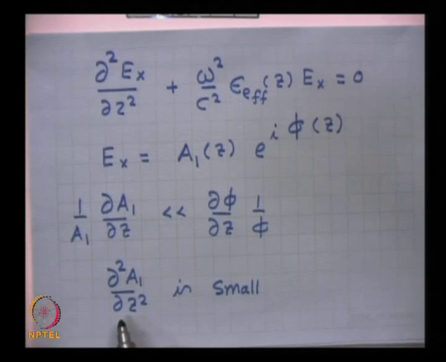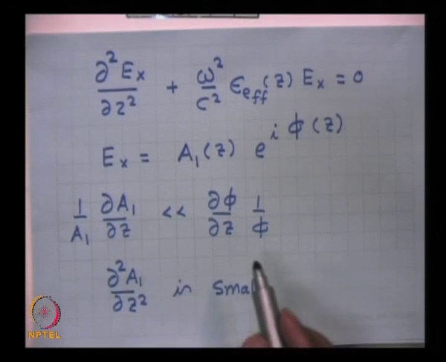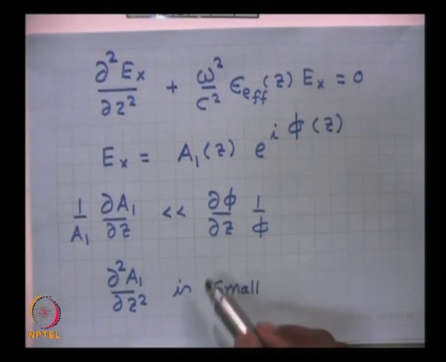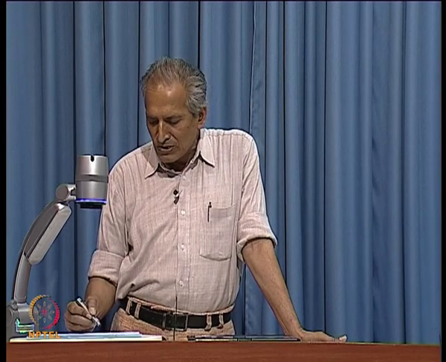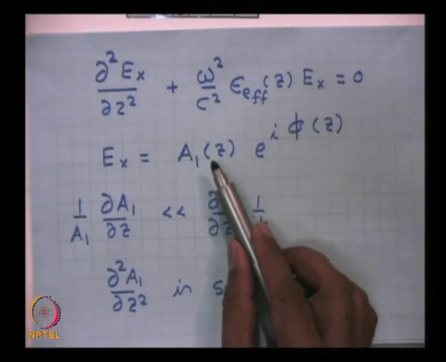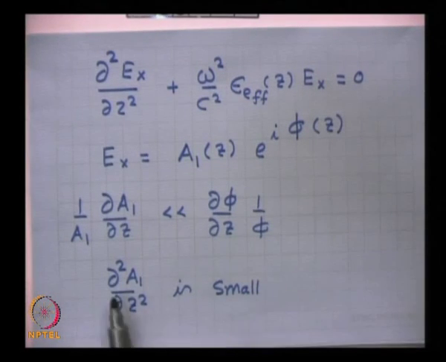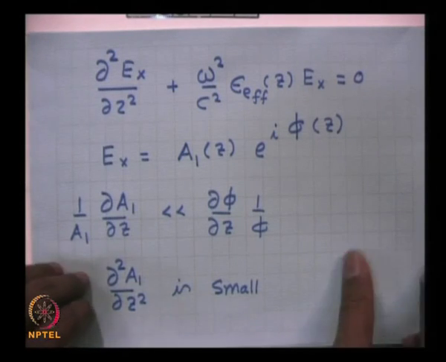This neglect of the second order derivative of A1 with respect to Z, or the second order derivative of phi with respect to Z, is called the WKB approximation. So first of all, we will employ this approximation and obtain the values of A1 and phi, and then justify under what conditions this assumption is justified.